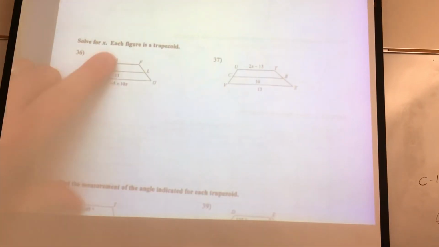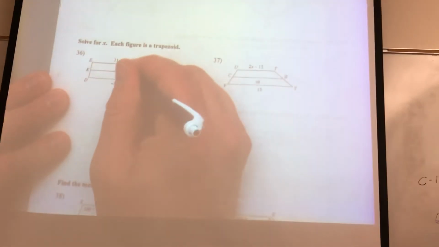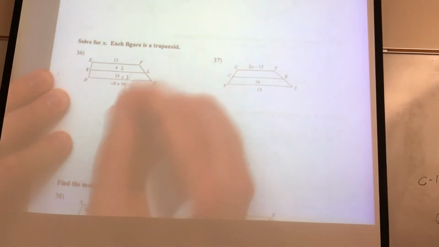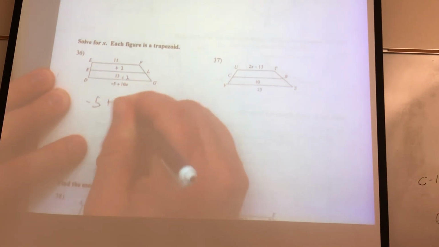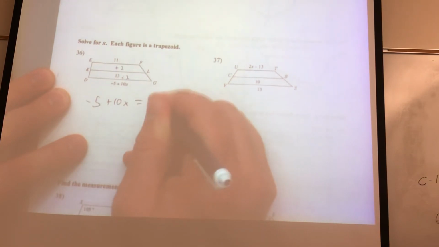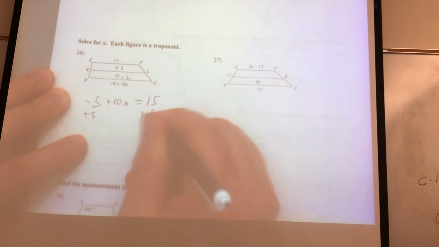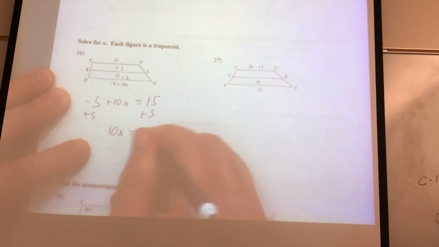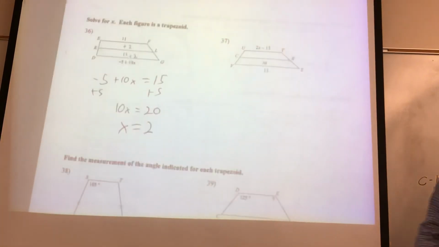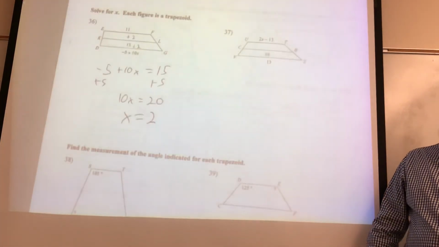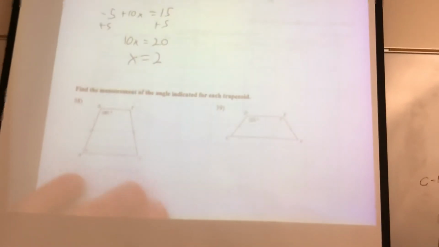Okay, same thing here. 11 plus 2 is 13. Plus 2 again would be 15 for the bottom. That's negative 5 plus 10x is equal to 15. We add 5, we add 5. That's 10x is equal to 20. So x is 2. All right, that trapezoid, that middle measurement is going to be pretty helpful.